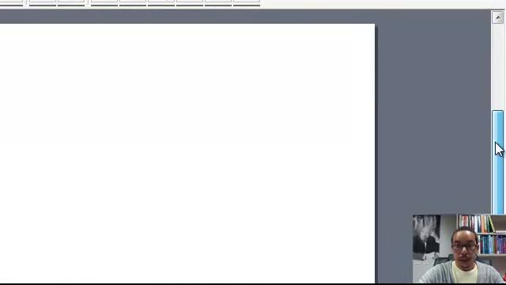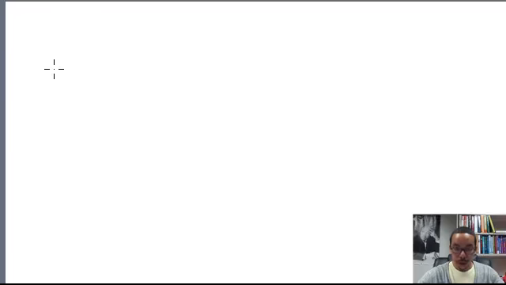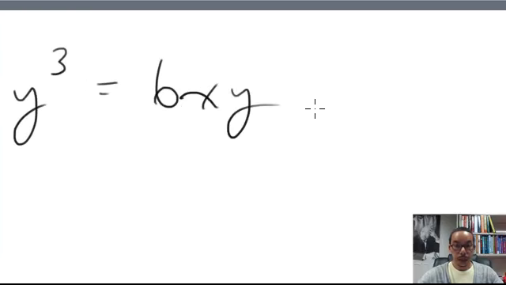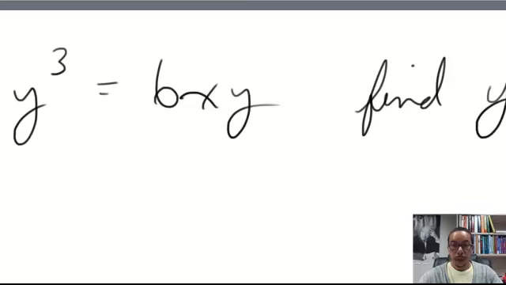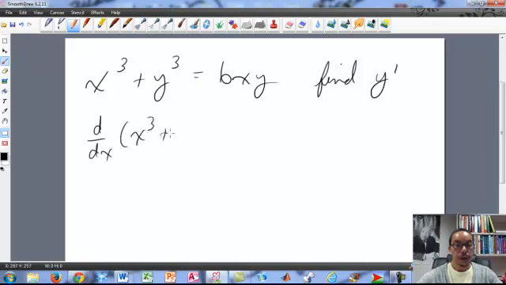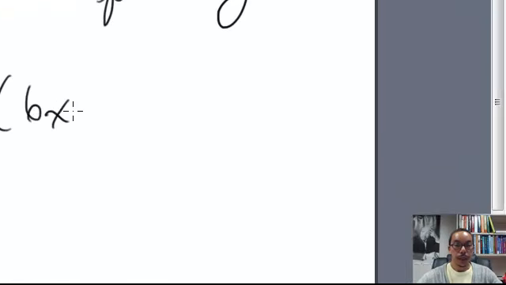So we start on a blank sheet, and I'll write this over again for us. The Folium of Descartes, at least the one we're using, is x cubed plus y cubed equals 6xy. We're going to say find y prime. Alright, so it looks to be an implicit differentiation problem, of course, because we have x cubed and y cubed equals 6xy. So here we have to take the derivative of both sides of x cubed plus y cubed, and then take the derivative with respect to x of 6xy. Right?